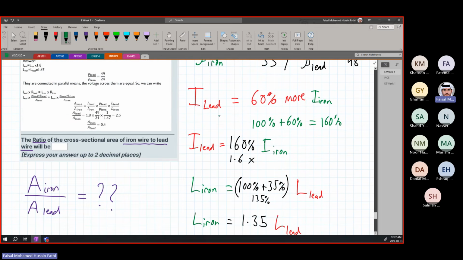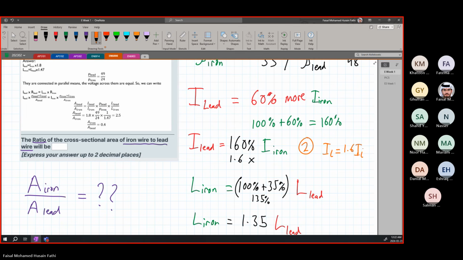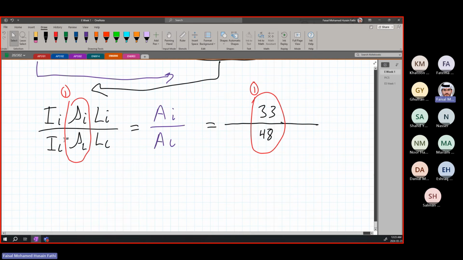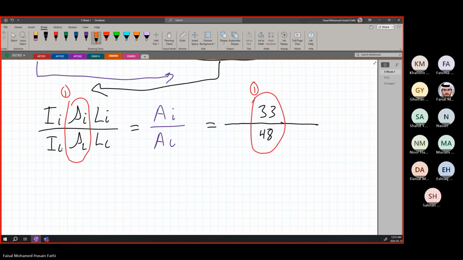Now we have the current. We know that the current of lead is equal to 1.6 times the current of iron. So this is 2, which is I lead, IL, is equal to 1.6 times I of iron. For I lead, we will substitute here at the bottom. We're going to substitute this with 1.6 I, and we have at the top I.